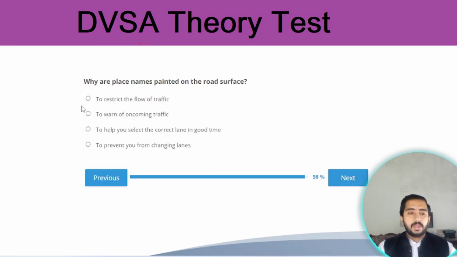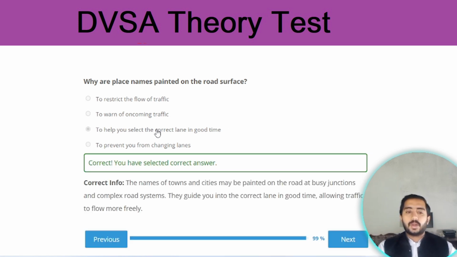Next question. Why are place names painted on the road surface? The correct option is to help you to select the correct lane in good time. Option C is the correct one.